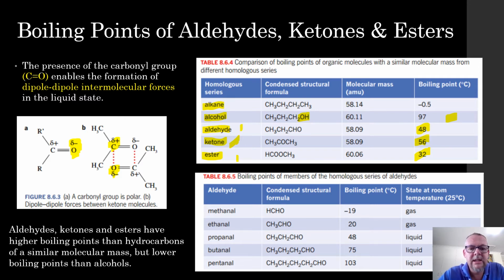Okay, so aldehydes, ketones and esters have higher boiling points than hydrocarbons of similar molecular mass, but lower boiling points than alcohols. So if I have a look at the als, so they're aldehydes, that's aldehyde, meth, eth, prop, but, pent, so the 1, 2, 3, 4, 5. What's happening to the boiling point? As the carbon chain increases, so does the boiling point. And you can see that at room temperature, that should be liquid, and that will be gas.